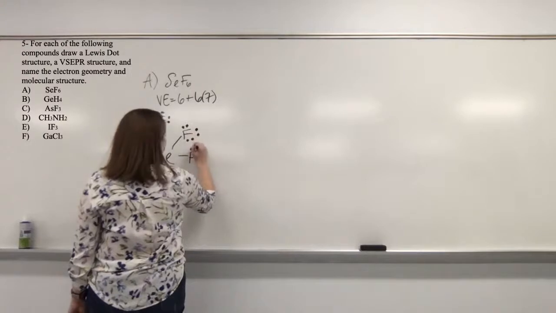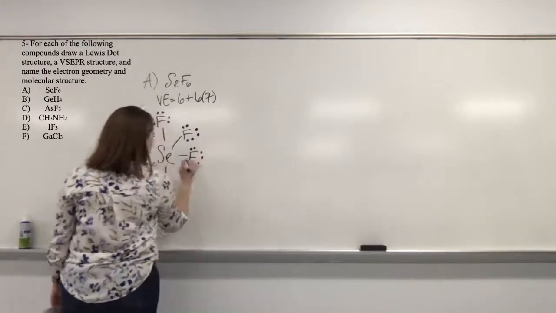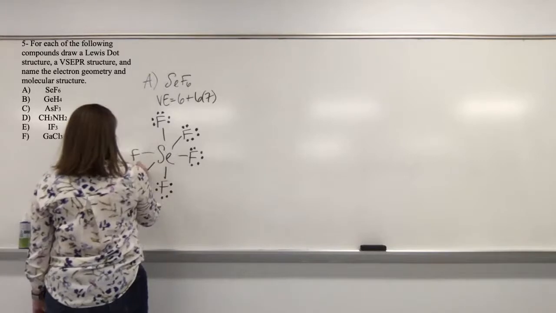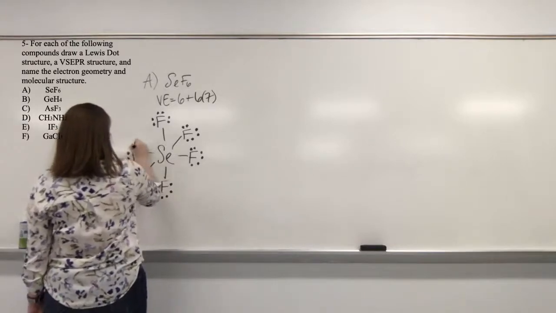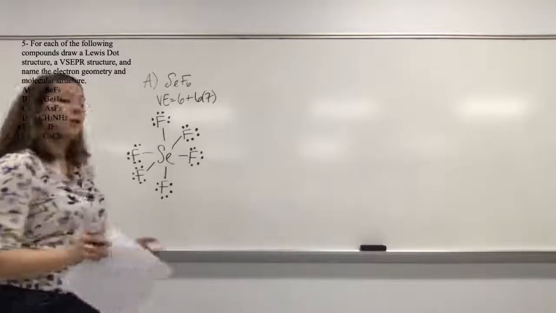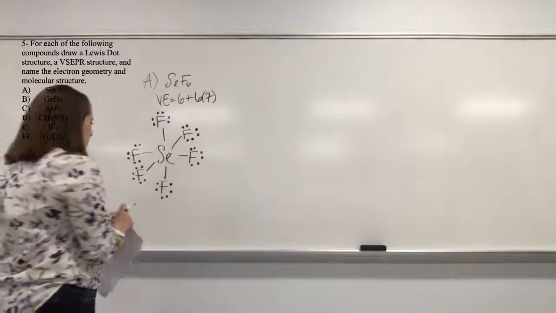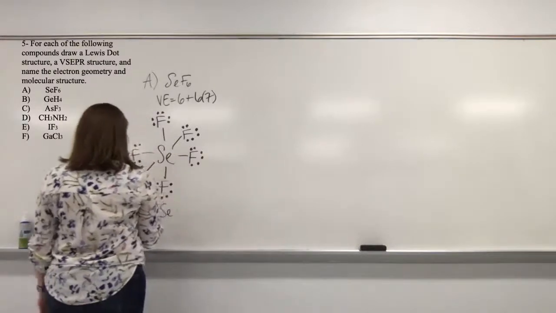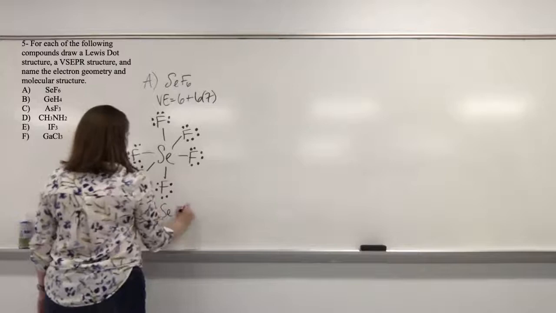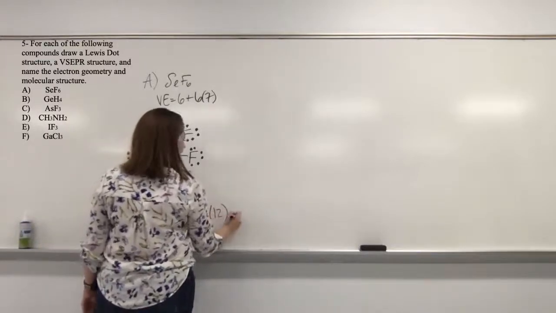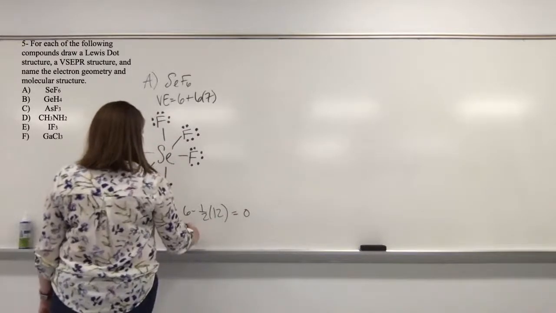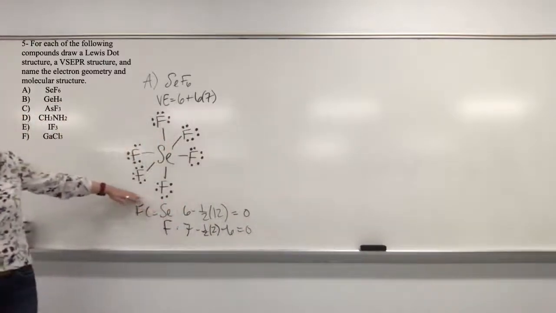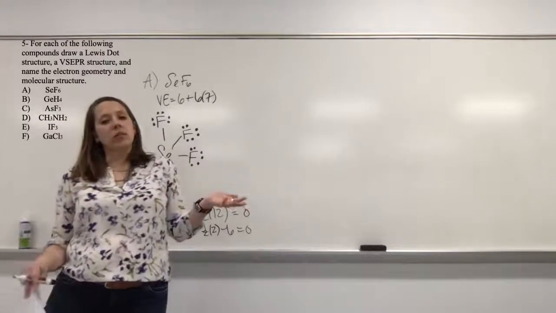And so as we add these, it will take an eternity. As you count them up, you'll notice that we have used all of our valence electrons. And so we can also calculate the formal charge. Luckily, we only have one type of bond, so it's relatively simple. The formal charge for selenium is 6 minus half of 12, which is 0. And for fluorine, it is 7 minus half of 2 minus 6, which is also 0. So this will have no charge. You should always check regardless of what your molecule is.